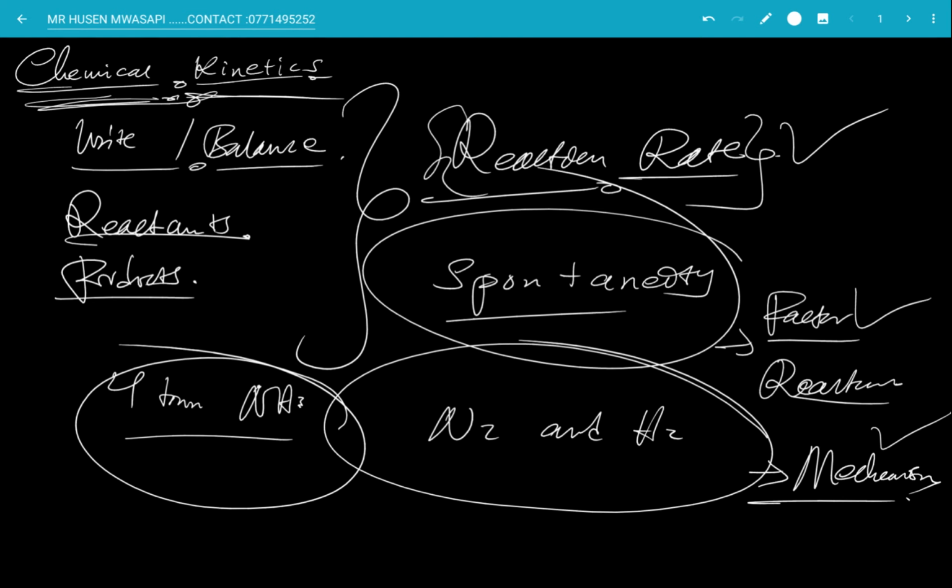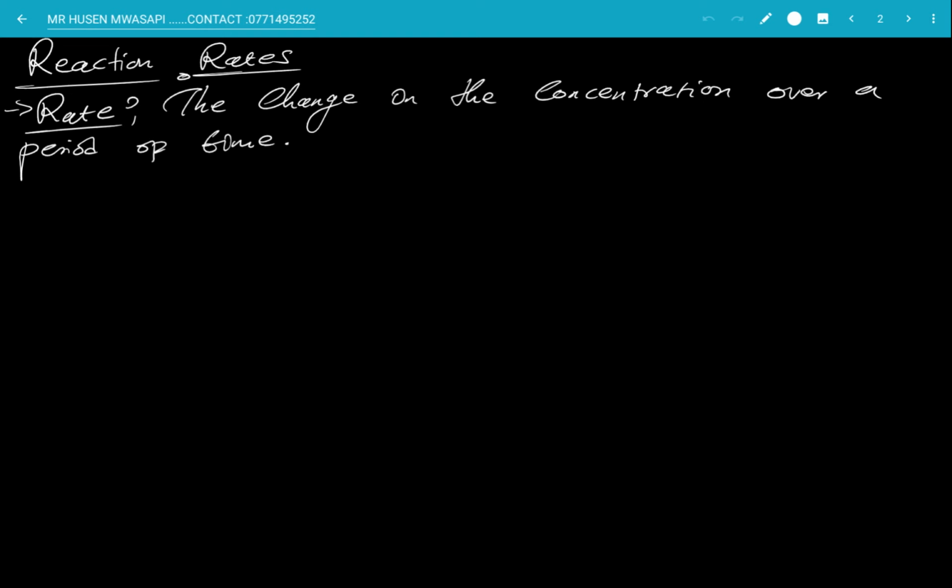Alright, so it's time for us to move on to the first aspect of chemical kinetics. And that first aspect is one of the most important aspects. This aspect is known as the reaction rates. So now, what is a reaction rate? Or in simple terms, what is a rate? A rate is simply what we call the change in concentration over a period of time. The change in concentration over a period of time is what we call the rate.